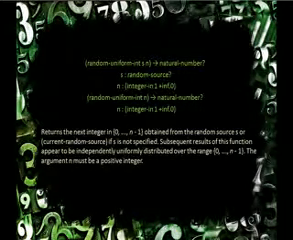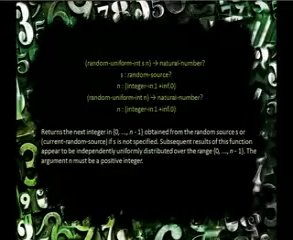Returns the next integer in 0 to n-1 obtained from the random source S, or the current random source if S is not specified. Subsequent results of this function appear to be independently uniformly distributed over the range 0 to n-1. The argument n must be a positive integer.